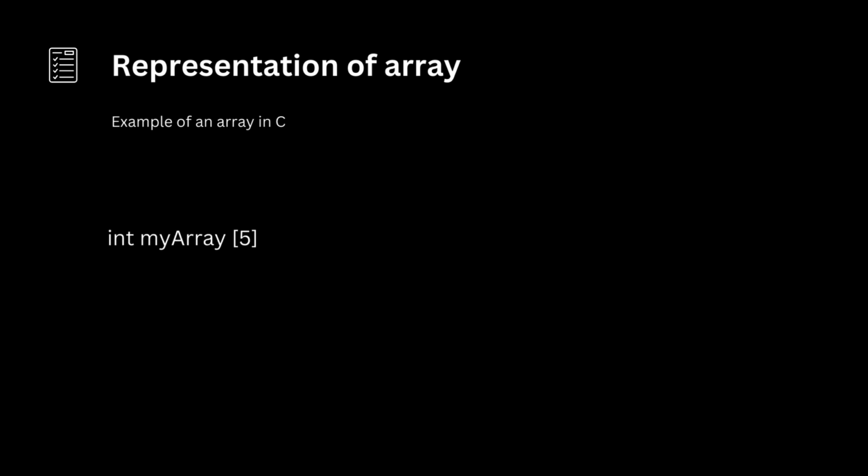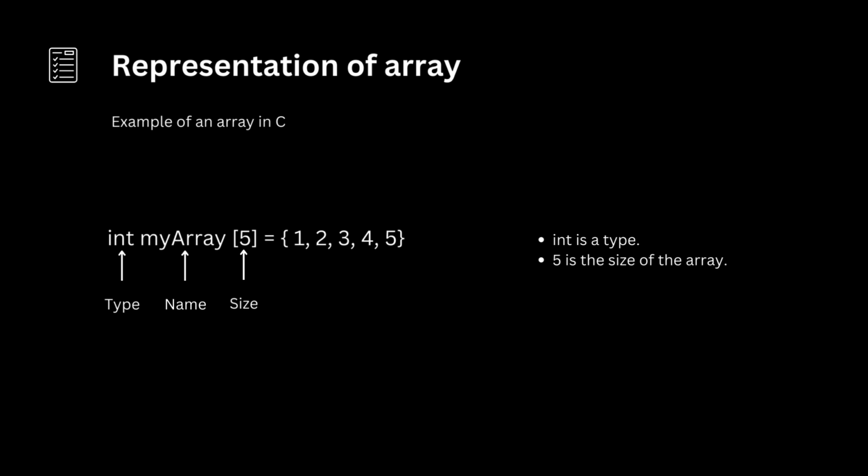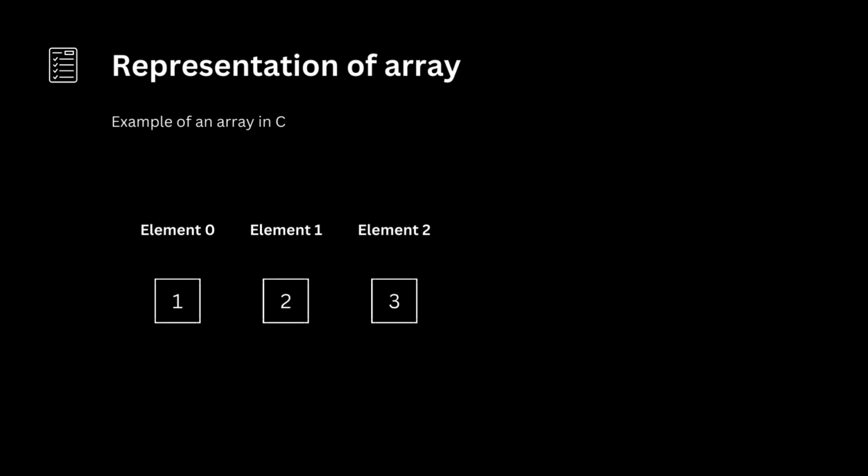int my_array[5] = {1, 2, 3, 4, 5}. Here my_array is an array of 5 integers. In memory, it might be represented like this: element 0, element 1, element 2, element 3, and element 4. In this representation, each element of the array is stored in a contiguous block of memory. The size of each element is determined by its data type, for example, int in this case.